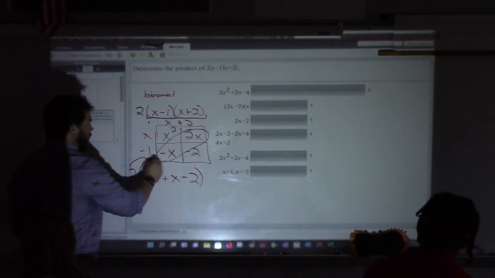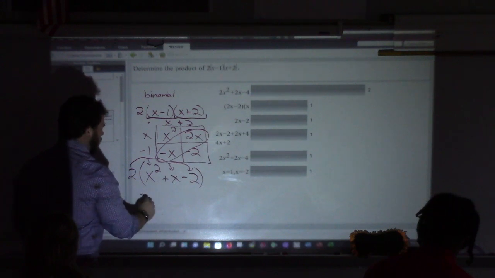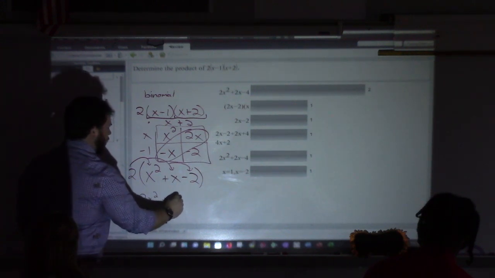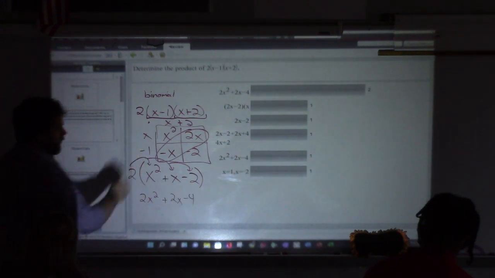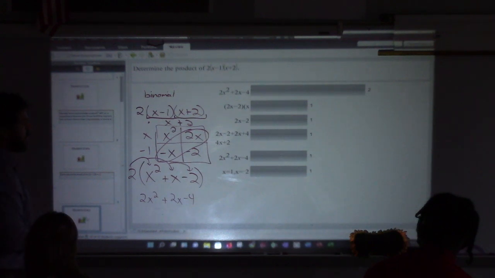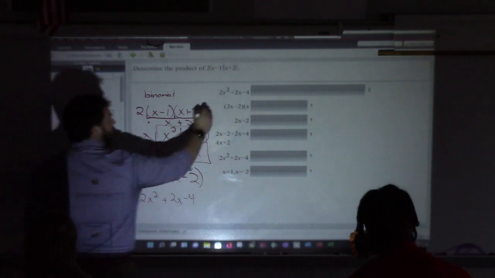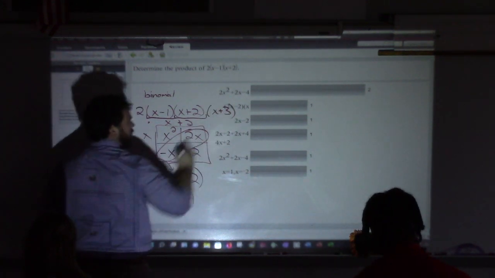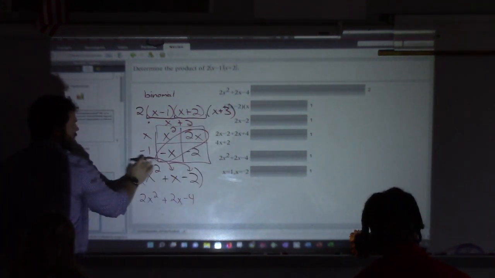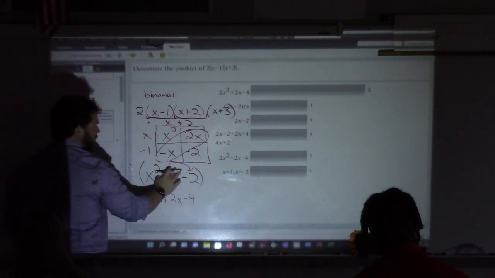So distribute there. 2x squared plus 2x minus 4. So those of us who did this, a lot of us got it right here. But we need to be careful about that. Don't forget, if it had been like an x plus 3 here, right? When you got down to the step, obviously that's not what's here, so pay attention to that.